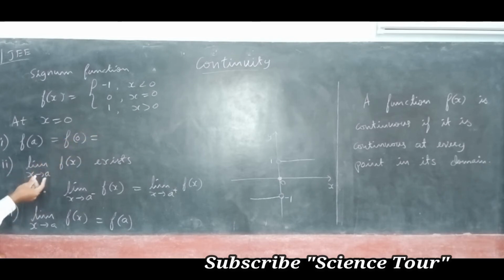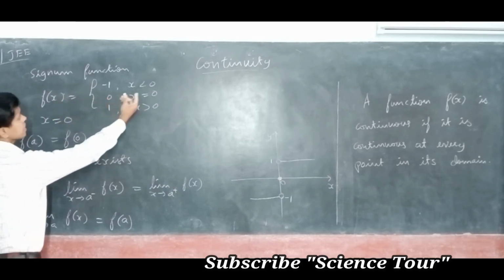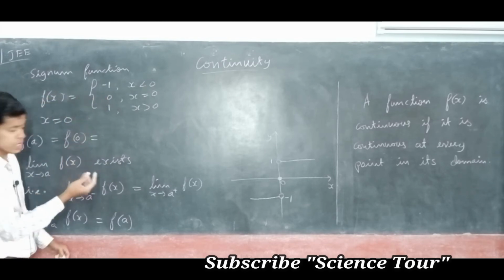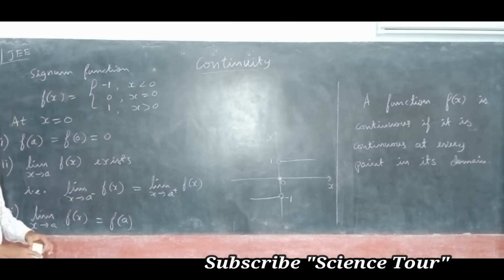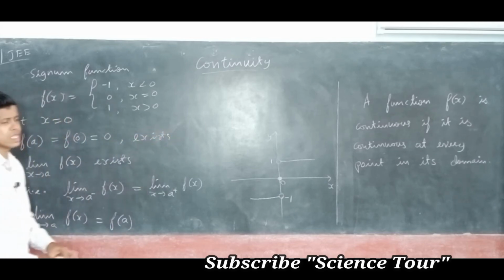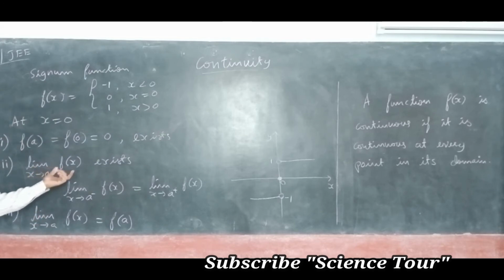What is f of 0? When x is 0, f of 0 is 0, so that exists. 0 is a real number, it exists. Alright, so the first condition is satisfied. Now what about the second condition? You have to check whether the limit exists or not. For that sake you must find the left hand limit. So let me write the left hand limit here.